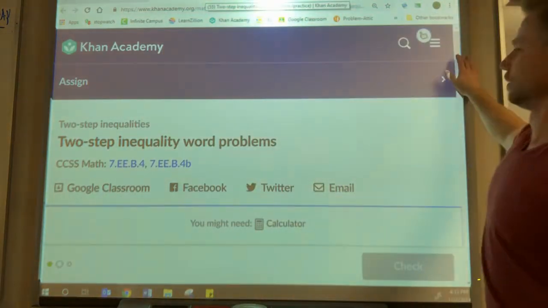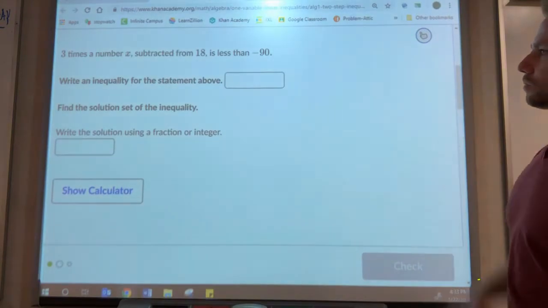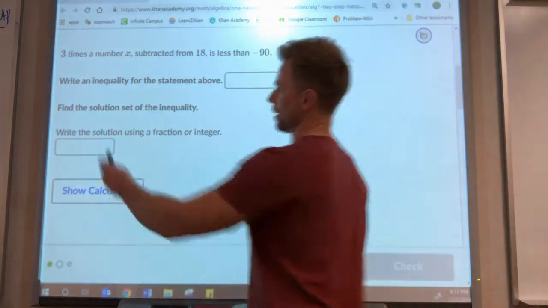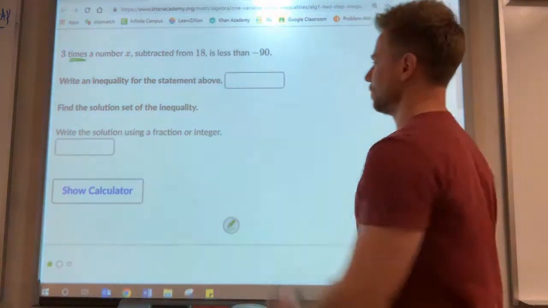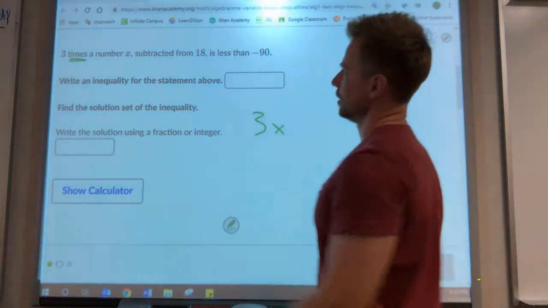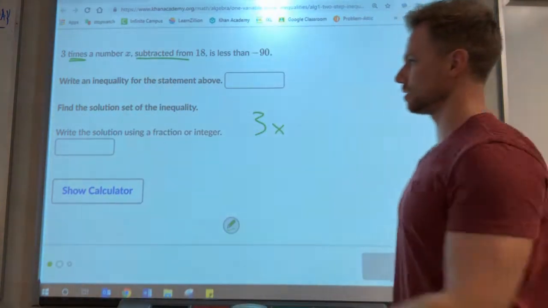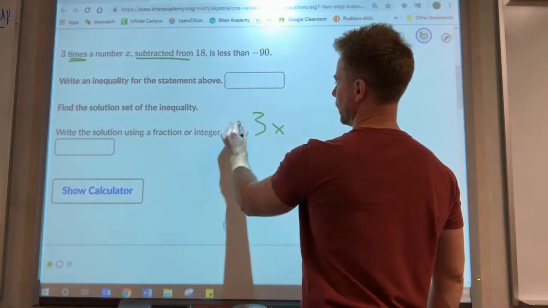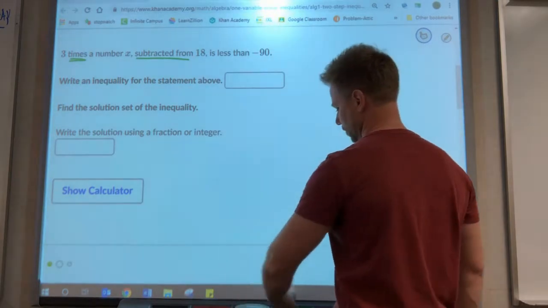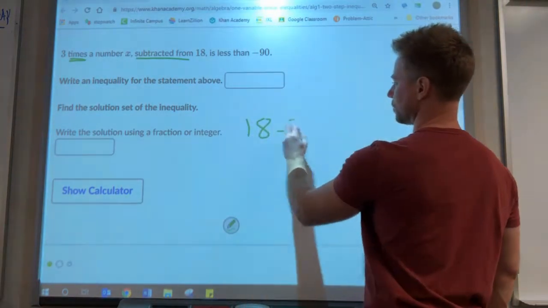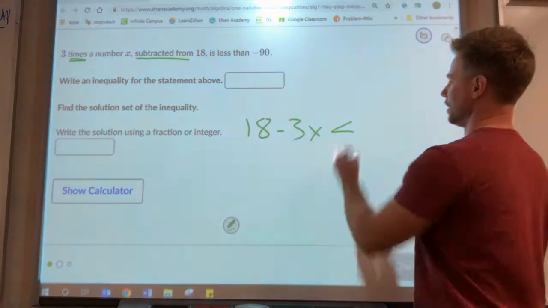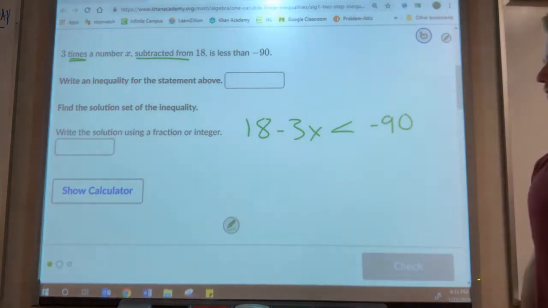Good. Next, we have some story problems we need to solve. We have to write the inequality and then solve it. So 3 times a number, remember times means to multiply. So we're doing 3 times a number is subtracted from 18. So that means it's being taken away from 18. So we actually start with 18 and then subtract 3x. So let me write that a little bit better. 18 minus 3x is less than, this is the less than symbol, negative 90. So negative 90 over on the right.